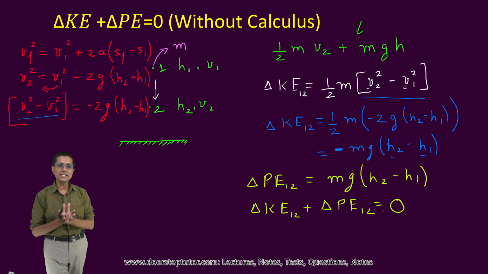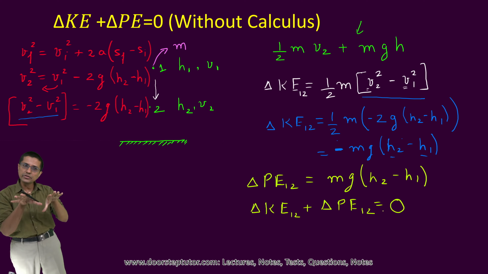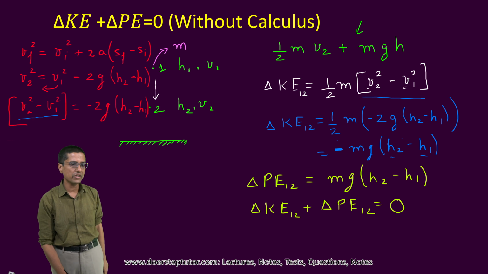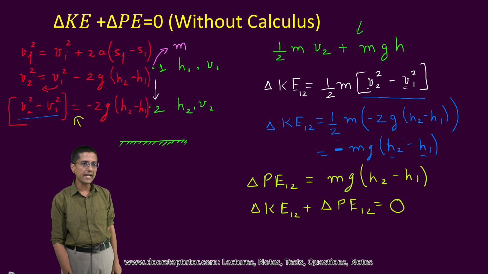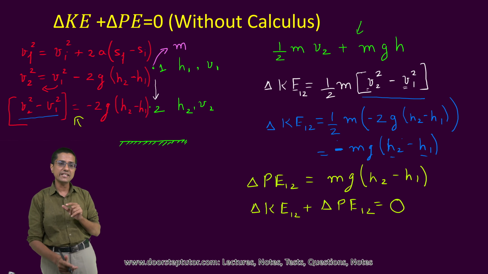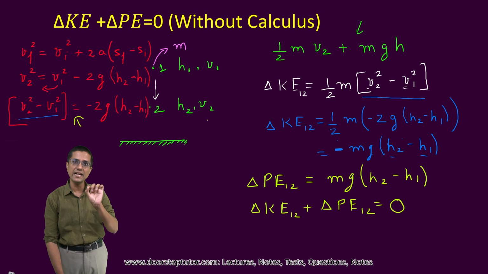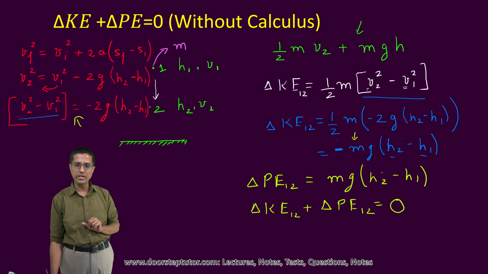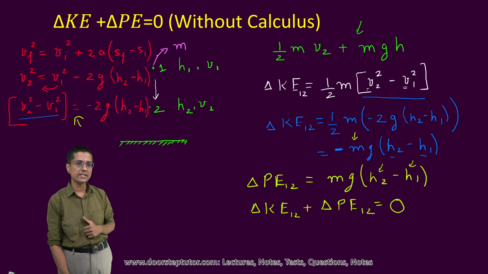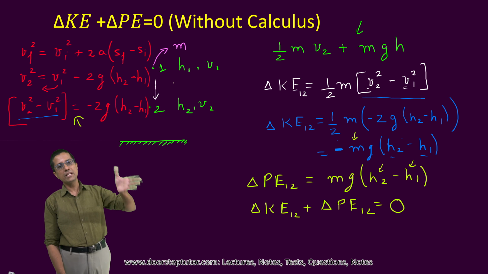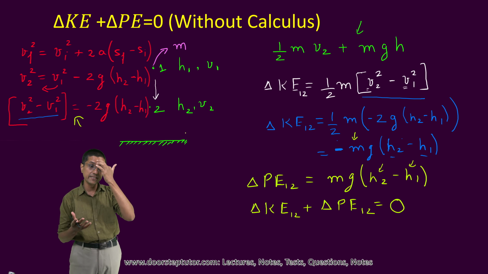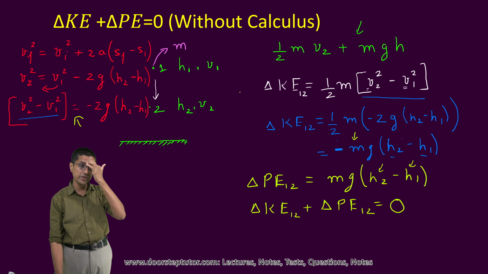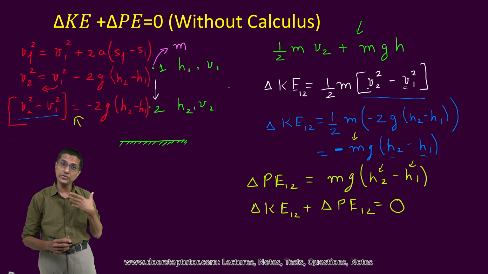So with this, we have shown very simply, without using calculus, just by using the third equation of motion, that the change in total energy, kinetic energy plus potential energy, is 0. Kinetic energy would increase whereas potential energy would decrease, because H2 minus H1 turns out to be negative when the body is going down, and it would be the inverse when the body is going up. We understand that the potential energy should decrease when the body is going down, and the kinetic energy should increase.